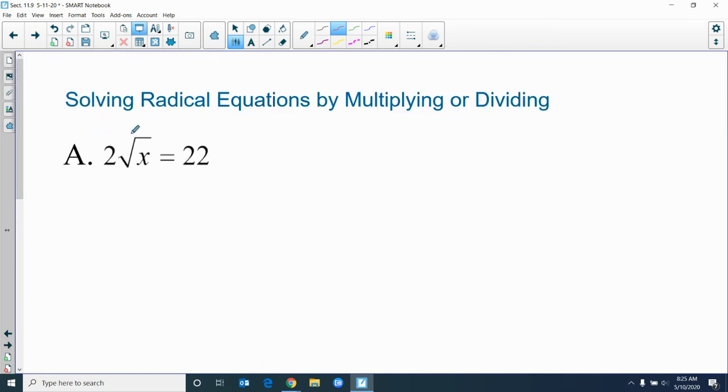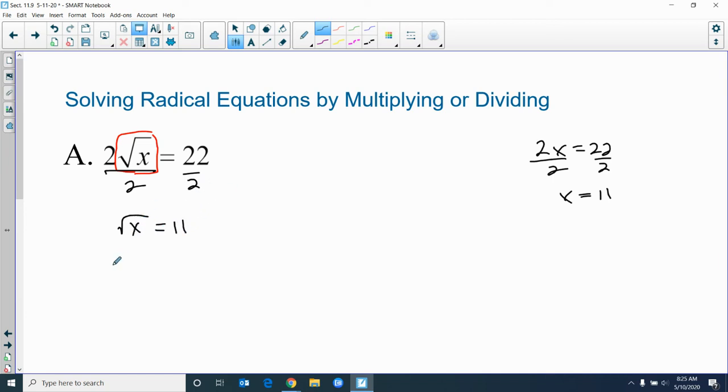Now, some involve not just adding, subtracting, but multiplying or dividing. Again, we want to get the radical by itself first before I square both sides. So in order to do that, I got to get rid of this 2. Well, this is no different than 2x equals 22. You divide both sides by 2. That gives me the square root of x equals 11. Okay, now I square both sides: x equals 11 squared, which is 121.